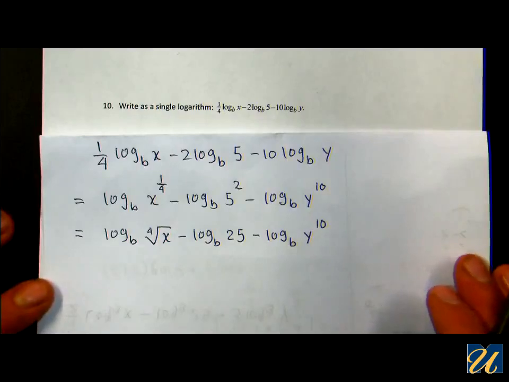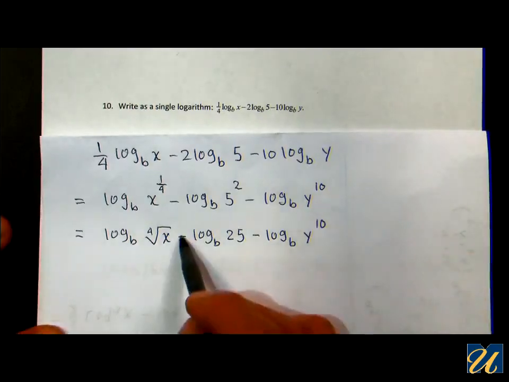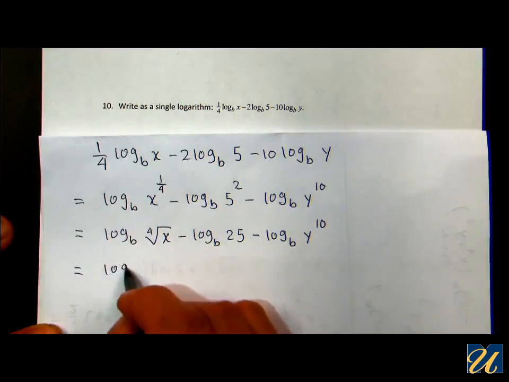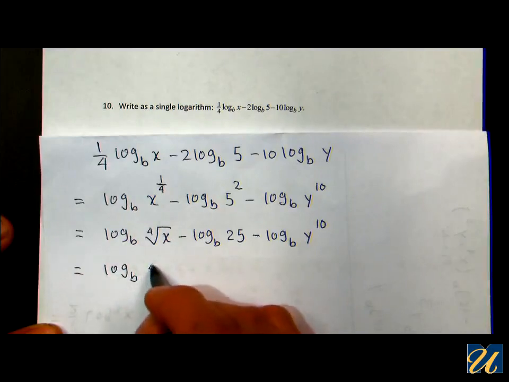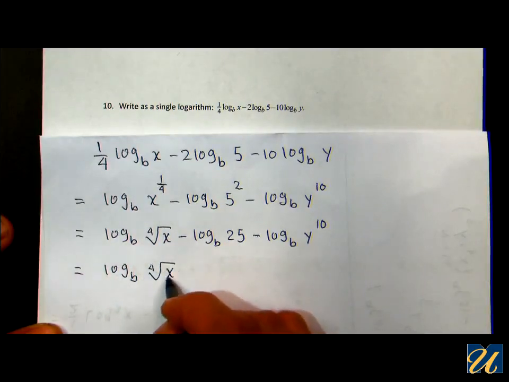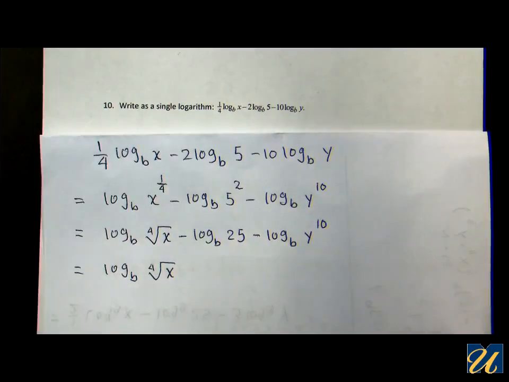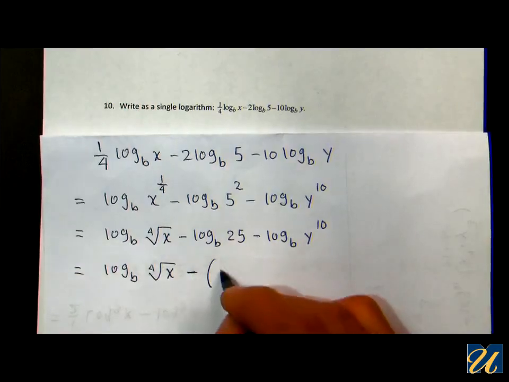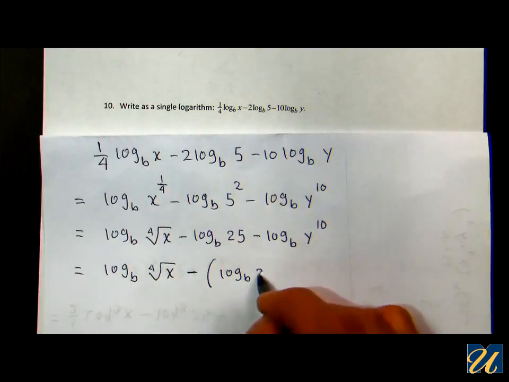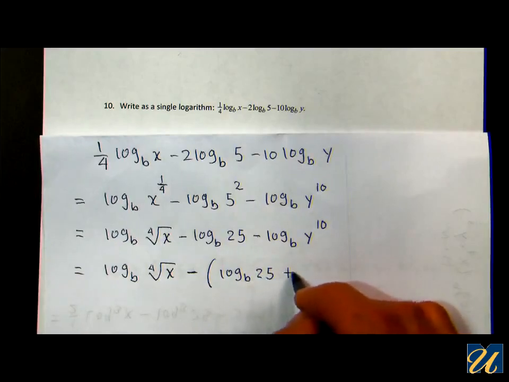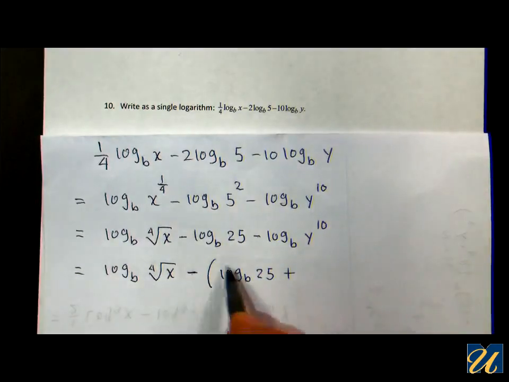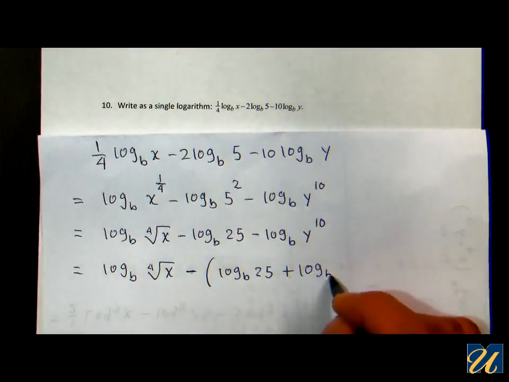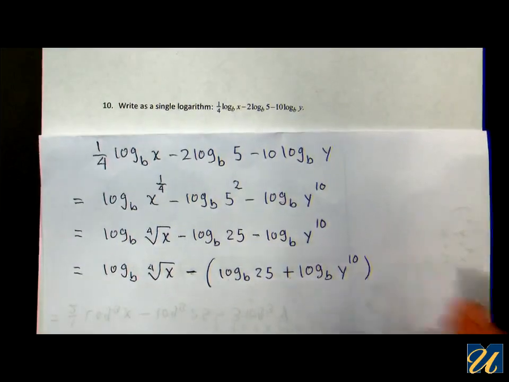Okay, now I see a minus sign here and a minus sign here. What I'm going to do is factor out the minus sign. And the reason why I'm going to do that is it makes the math a lot easier if you factor it out. So pull out the minus sign. Now what's left? You have log base b of 25 plus, right? Negative times this quantity is negative. Negative times plus is negative. Log base b of y to the 10.